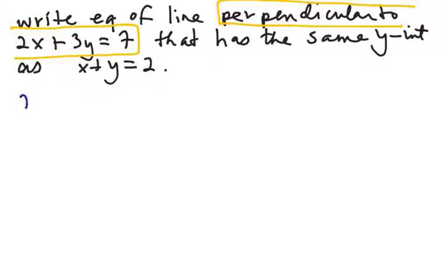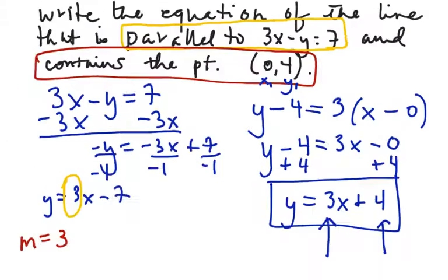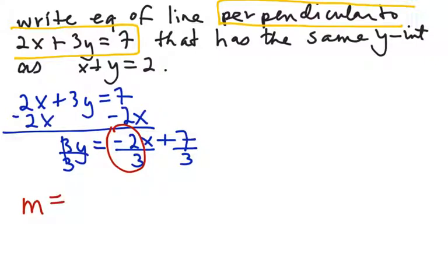Just going to think about that right now. Let's put that in slope-intercept form. 2x plus 3y equals 7. Subtract 2x from both sides, and I get 3y equals negative 2x plus 7, and divide by 3, and I get y equals negative 2/3 x plus 7/3. I am looking for the line that is perpendicular to that line. So my slope is going to be the opposite reciprocal of this slope right here. My slope, m, for my new line is going to be 3/2, and it's going to be positive.